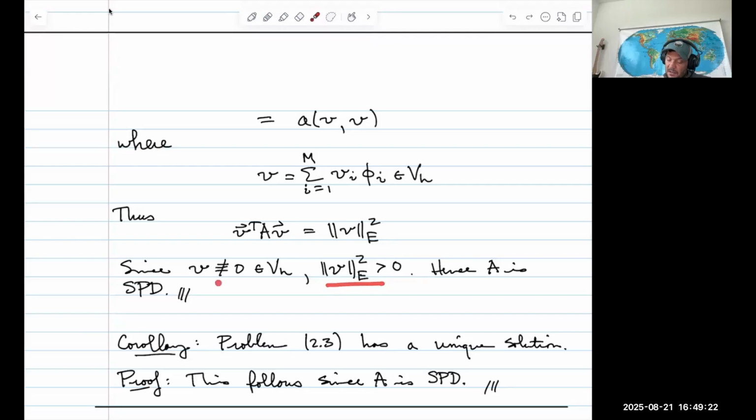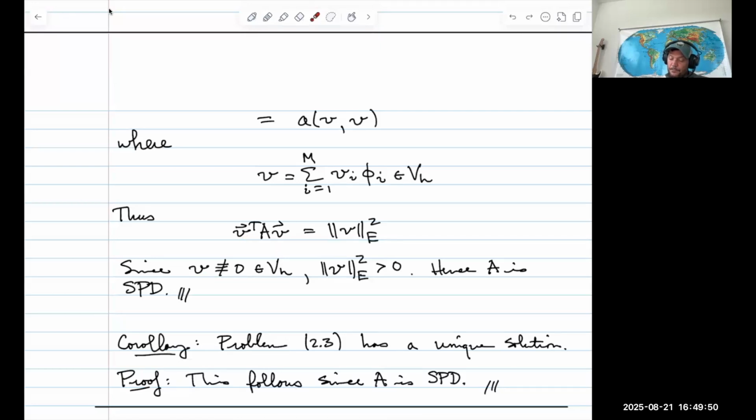The fact that this is not the 0 function means that this norm, or norm squared, it doesn't matter, is strictly positive. This means that A is symmetric positive definite, because this is always greater than 0 as long as the vector v is not equal to 0.